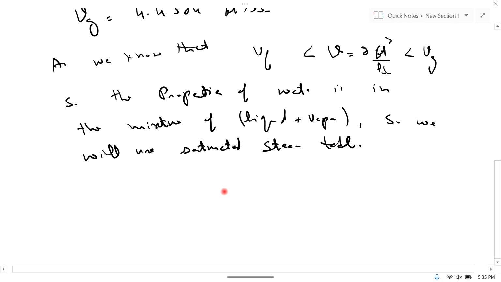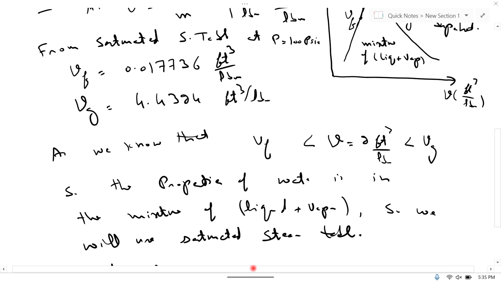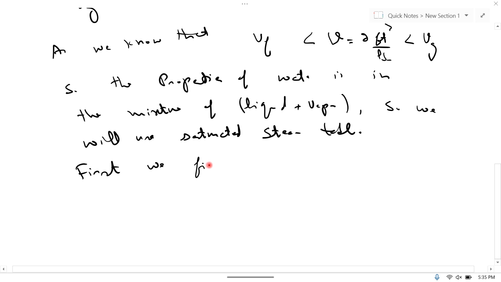So first we find x to find h. For finding h, first we find the dryness fraction, because the dryness fraction is important in this region. On this line the dryness fraction is 0, on this line the dryness fraction is maximum, 1, and in this region the dryness fraction is between 0 and 1. Dryness fraction is denoted by x.